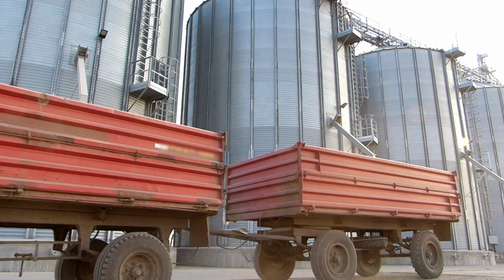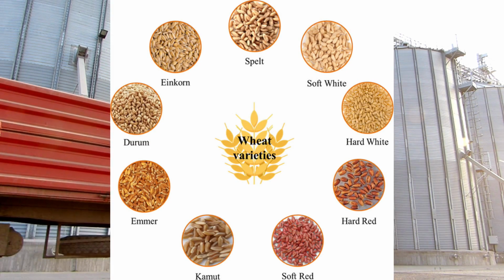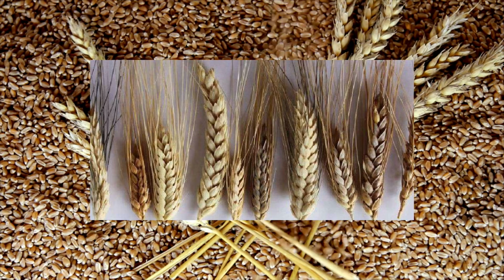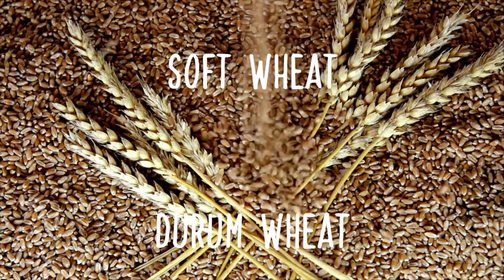Regarding wheat species, there are more than 200 varieties cultivated in France, and we'll focus on the two main ones, soft wheat and durum wheat.